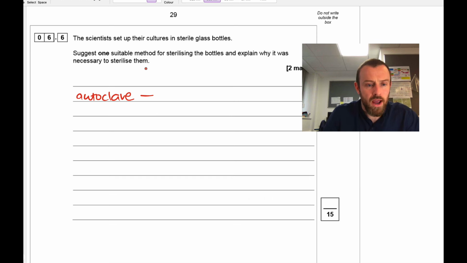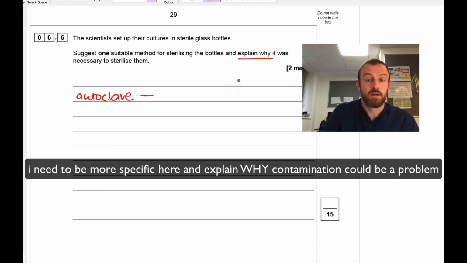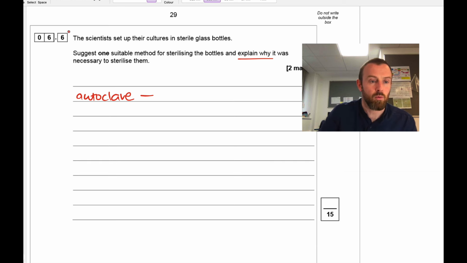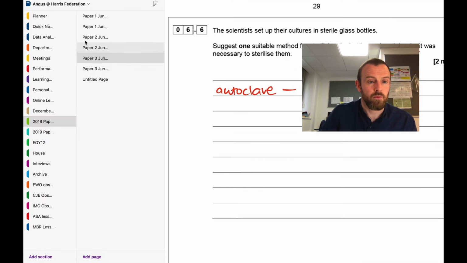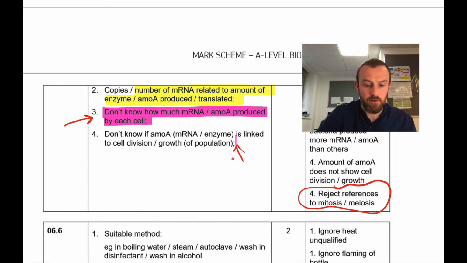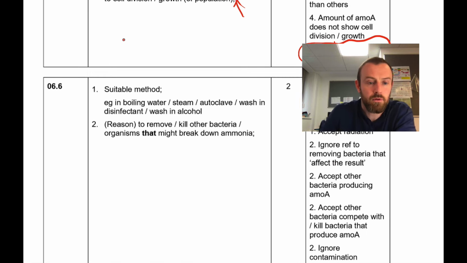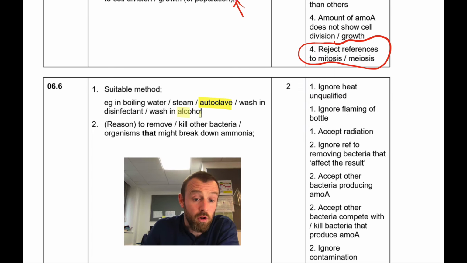And why? Explain why. This is to prevent contamination so that no other bacteria grew in the culture, and it was only the specific nitrifying bacteria that they wanted to look at that were cultured. Other than autoclave, if you didn't remember that, I'm imagining flame sterilization would be good. Okay, autoclave, yeah. Alcohol also would be good. It does say ignore flaming of the bottle. Okay, I can actually understand why.